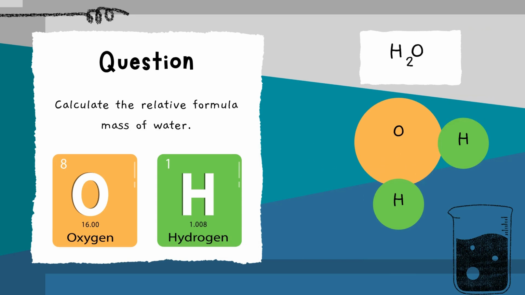There's a question for you now. Calculate the relative formula mass for water. Water has the molecular formula H2O. Below are the given elements, symbol, atomic number, and weights. Pause the video, calculate, and then check your answer.